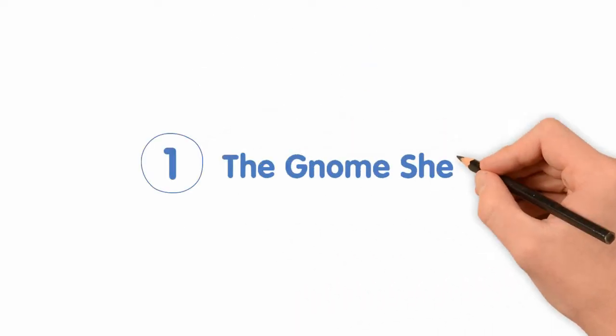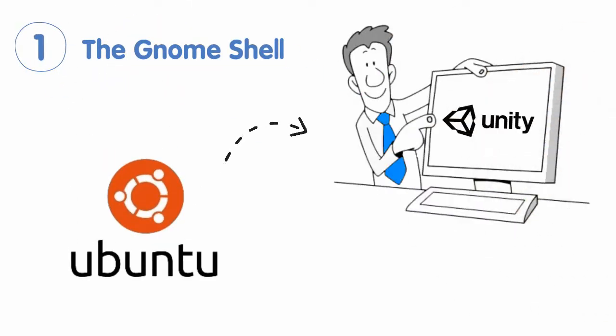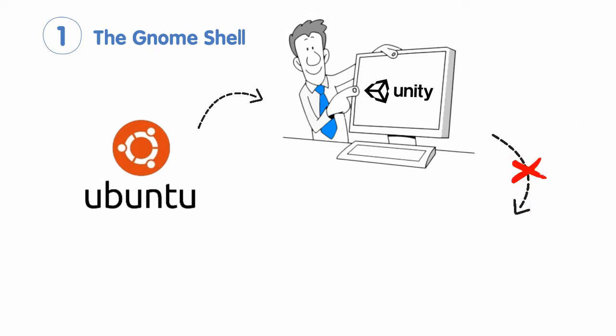Number 1. The Gnome Shell. Ubuntu used to use the Unity interface, but due to the massive amounts of requests, Unity was removed in favor of GNOME.